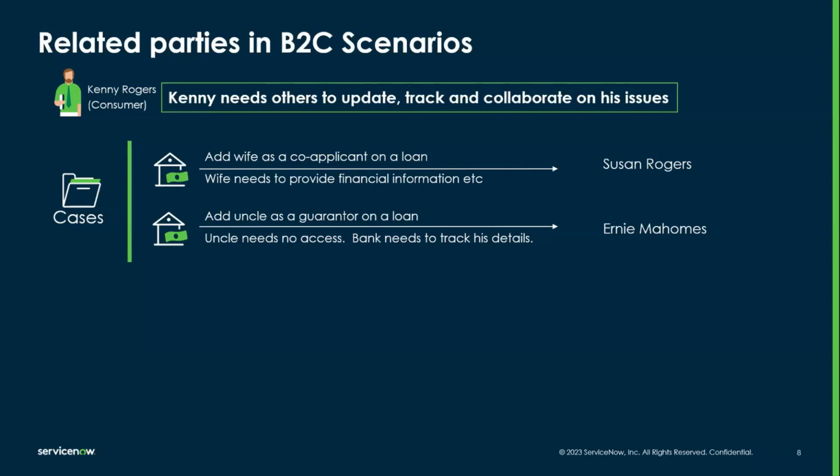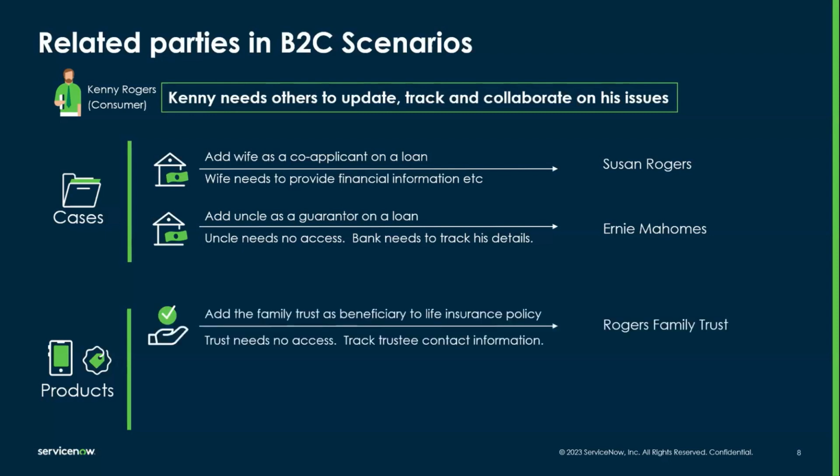Now, let's take another look at if you have certain products, what are the scenarios where you have some related parties involved in the process. Think of an insurance policy as a product. Many times you're adding a trust, which is an account, as a beneficiary to the life insurance policy. Again, as a beneficiary, the trust or the trustees don't need access to the product or the product details, but the company does need to track who the trustees are and what their contact information is.